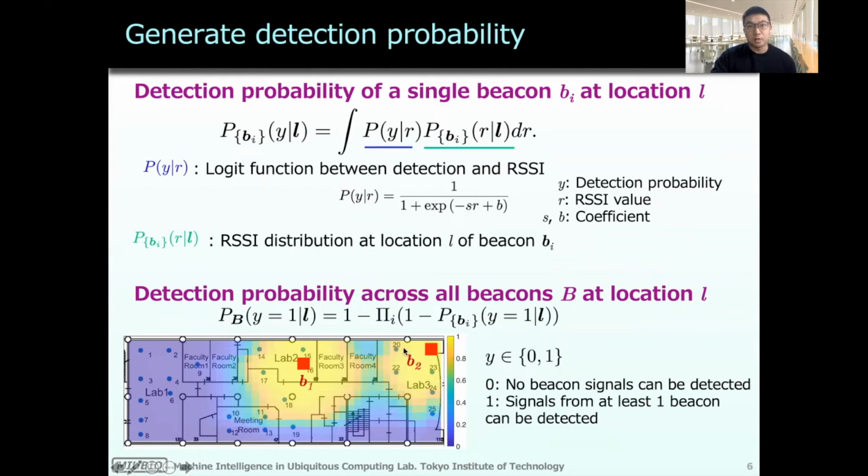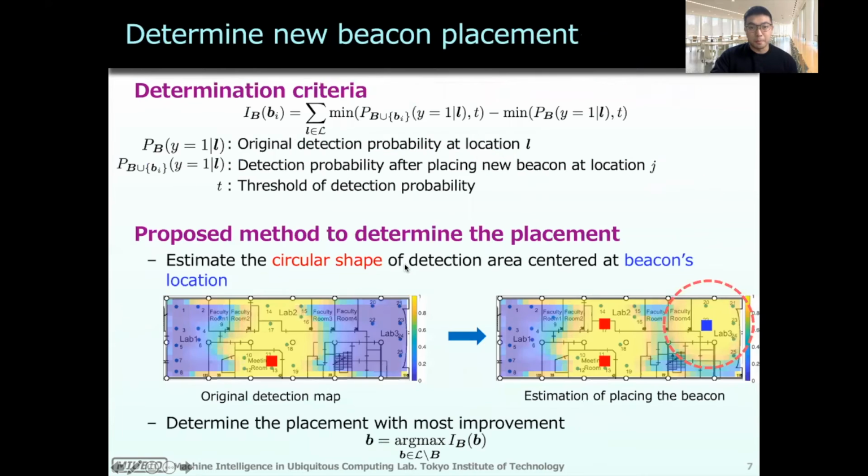Finally, we can handle the problem as a coverage problem from multiple beacons and calculate the probability of each location being covered by the signal from at least one beacon. To find the optimal location to place, we quantified the determination criteria by the detection probability improvement. As for the determination, we estimate the circular shape of the detection area and select the location with the most improvement.